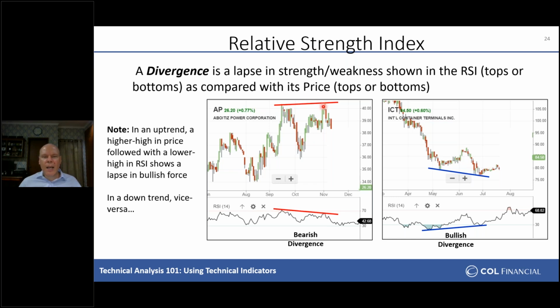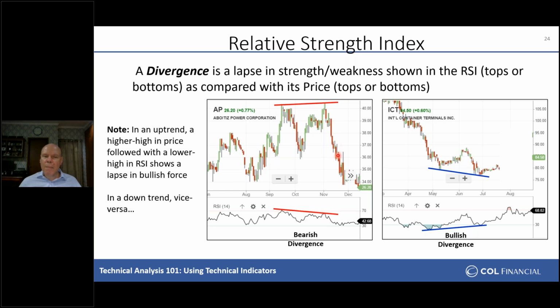When you see a higher high in your price, just like this, and you don't see a higher high or the same high in your RSI, that tells you that upward momentum has shown a lapse in its strength and that a potential wider correction may be coming. Look what happened to this after this divergence had taken place.